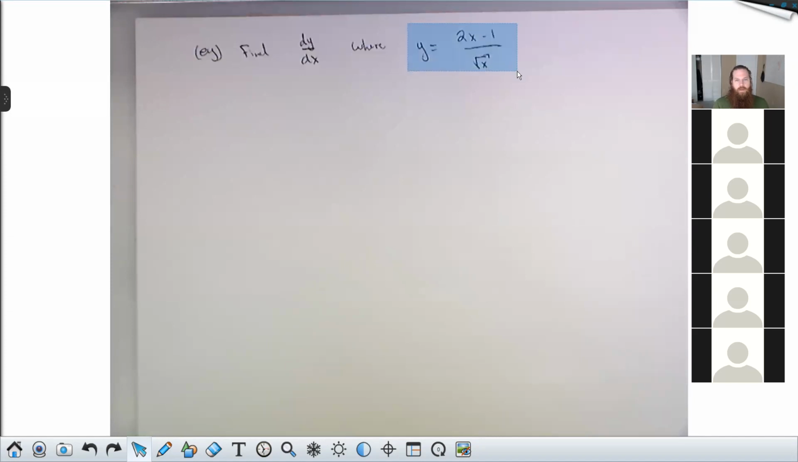I want to find dy/dx. Here's why. What do I do? y is this big old quotient. So which rule should I use? Can't you change the square root of x into x raised to the negative 1/2?